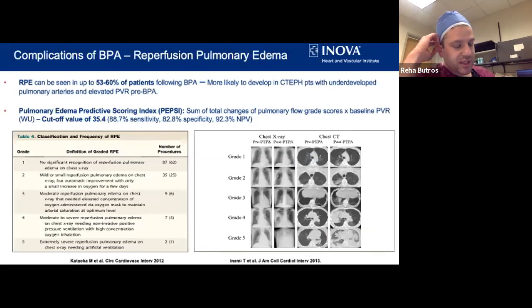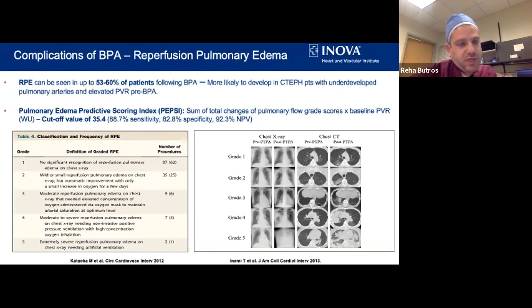The complications, when they first started doing BPA back in the day, a substantial amount of patients were having complications, as I've previously stated. And a lot of this was thought to be reperfusion pulmonary edema. And the patients would have extensive ground glass opacities. Here you can see it, it's kind of small, but you can see extensive ground glass opacities in the lungs. This was associated with increasing oxygen requirements and hemoptysis.